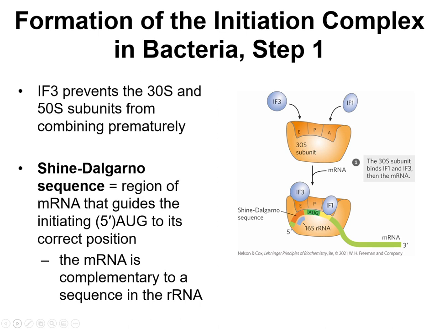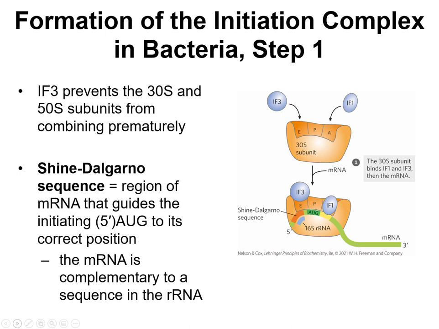So we first have to form an initiation complex. This should sound strikingly familiar to DNA and RNA metabolism. In this initiation complex, we've got the 30S subunit, and we've got two initiation factors, IF3 and IF1. They prevent the 50S subunit from adding on to the 30S subunit and combining prematurely.